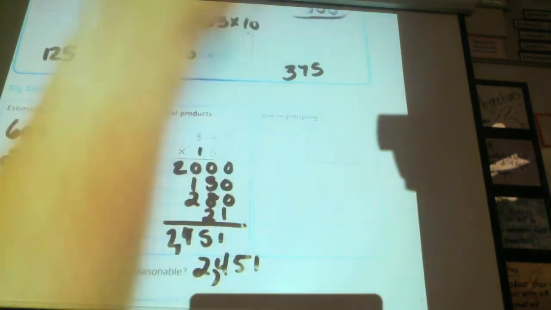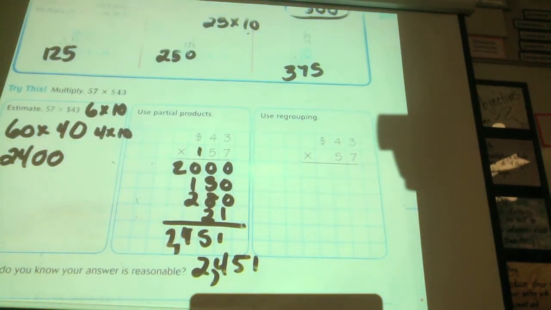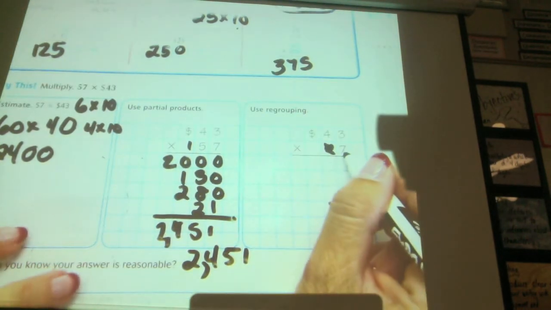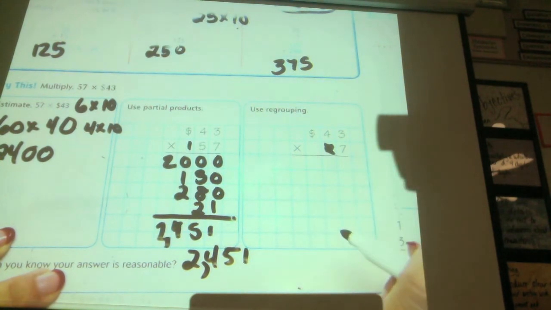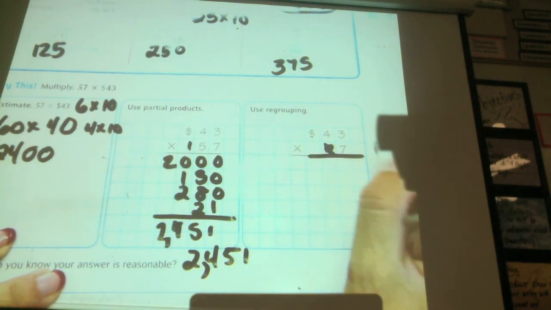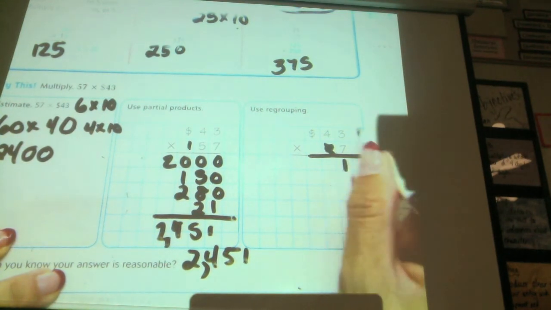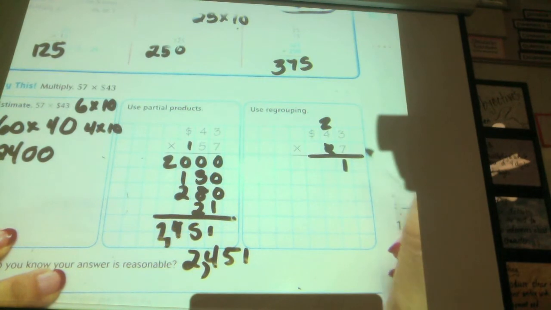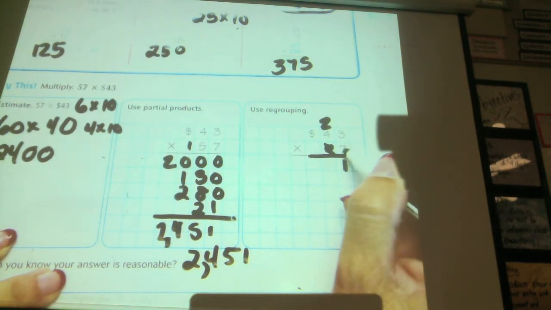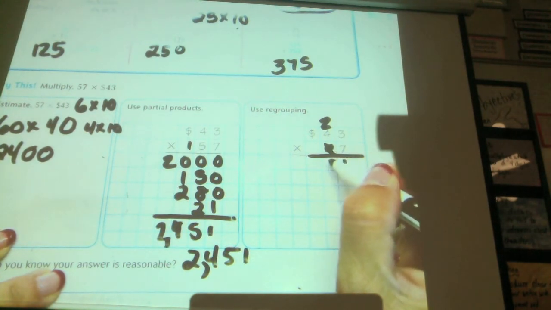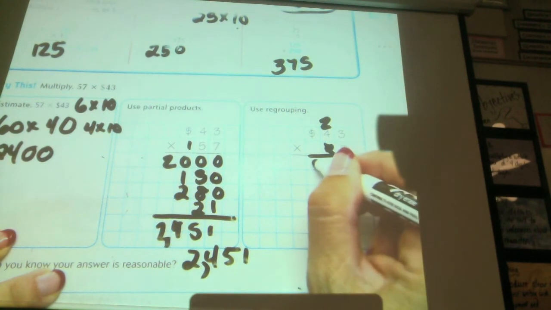All right, now let's do the other one. Which method does it say to use for this one? Regrouping. So regrouping, we're going to start with multiplying the whole thing times just the ones place. When I'm multiplying 7, I'm going to multiply by what first? 3. Sean's the only one who seems to know. 7 times 3 is? 21. So the 1 goes here, we regroup the 2. Don't make it harder than it is, guys. Now I'm going to do 7 times what number? 4. There we go, which is? 28. 28 plus 2 more? 38. There we go.